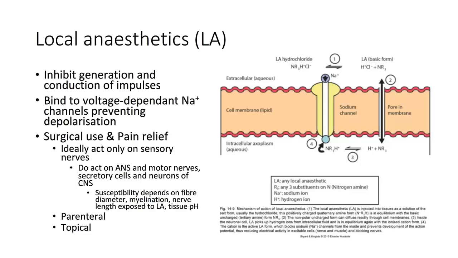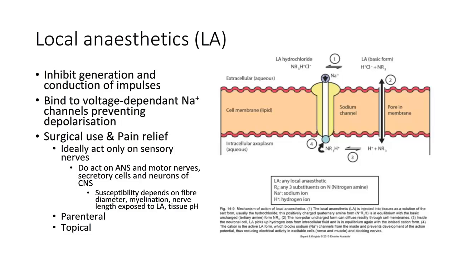Ideally, they only act on the sensory nerves, so they shouldn't be acting on the autonomic nervous system and the motor nerves. And by the autonomic nervous system, we're talking about respiratory rates and cardiac heart rates and those sort of autonomic functions. It is, however, dependent on the lipid solubility of the drug as to how well it stays in place. It's also dependent on the nerves that it's acting on, so levels of myelination, the diameter of the fibres, the length of the fibres that are exposed to the local anaesthetic.